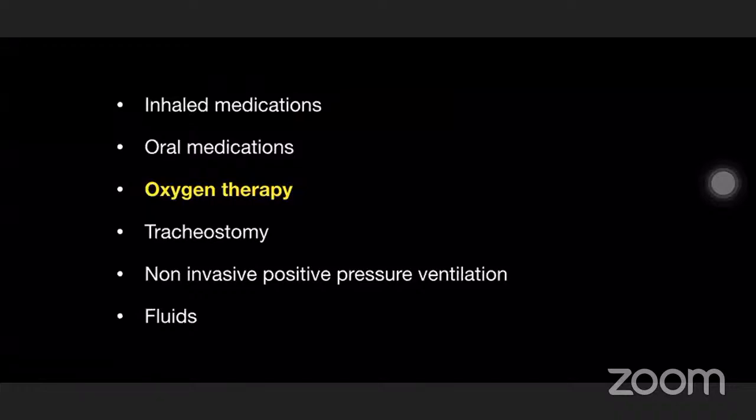Then we have tracheostomy. It involves surgically creating a hole in the front of your neck into the windpipe. A tube called a tracheostomy tube is put into the hole to improve the breathing. Then we have non-invasive positive pressure ventilation. It is a non-invasive treatment that helps to keep the airways open while the person sleeps. NPPV involves wearing a mask that creates mild air pressure to keep the airways open.